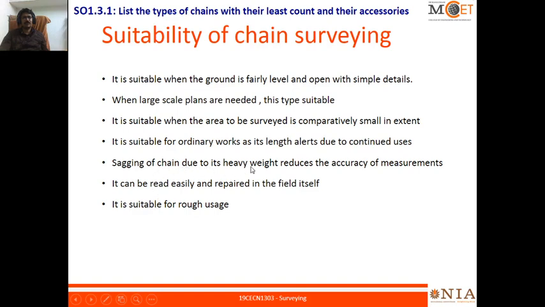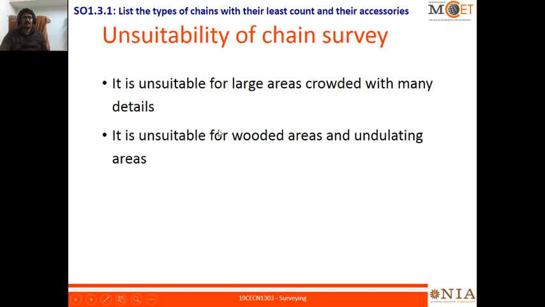Sagging of the chain due to its heavy weight reduces the accuracy of measurement. It can be readily repaired in the field itself. When the steel links get bent, we can repair them with a hammer in the field itself. It is suitable for rough usage. These are the suitability points for chain surveying.